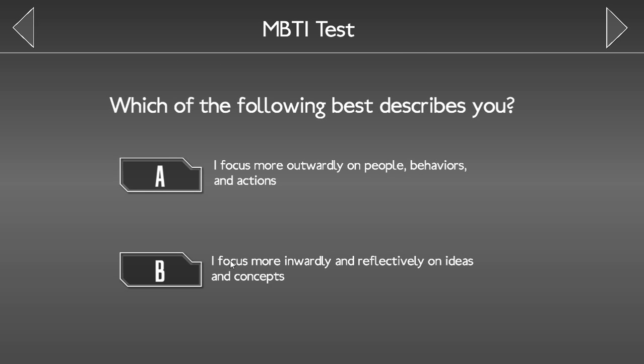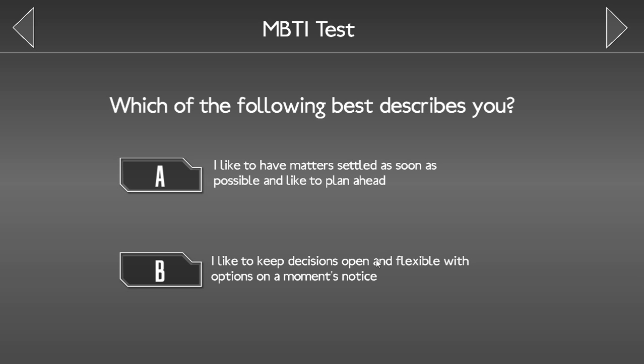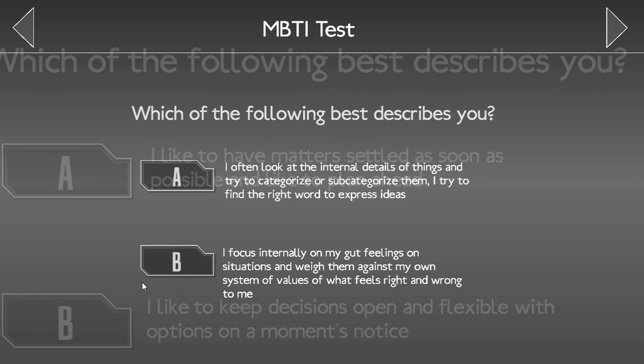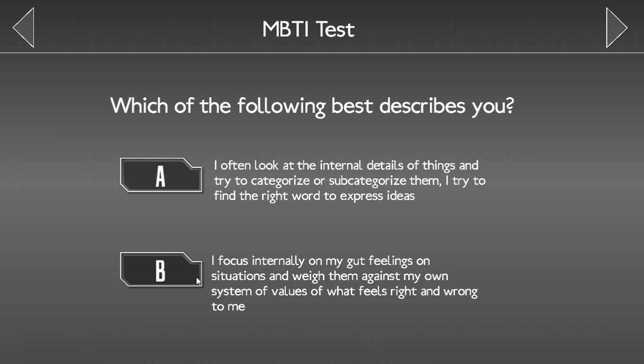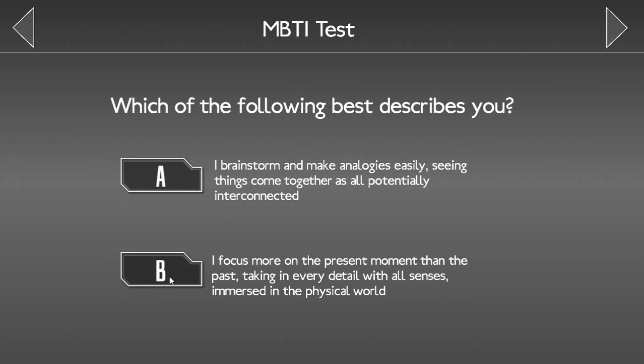This time we'll go introvert. I'll say I focus inwardly, I'm a P, so IP, and then it changes everything. I often look at the internal details of things and try to categorize or subcategorize them, TI. Or I focus internally on my gut feelings on situations and weigh them against my own system of values, FI. So I'll say FI. So IPF, and then sensor.